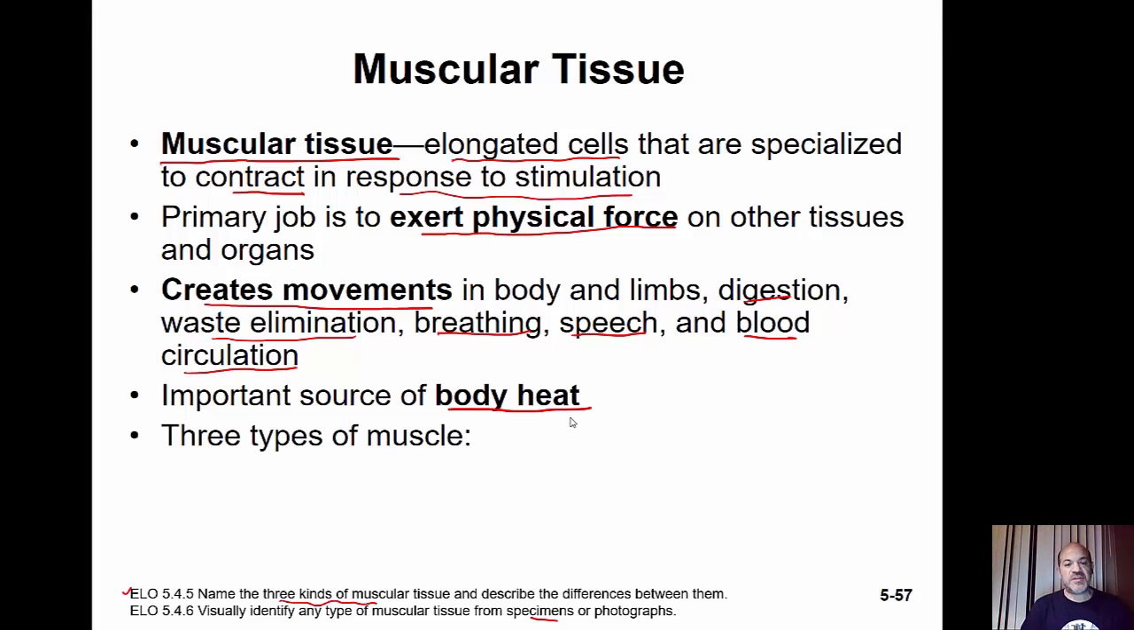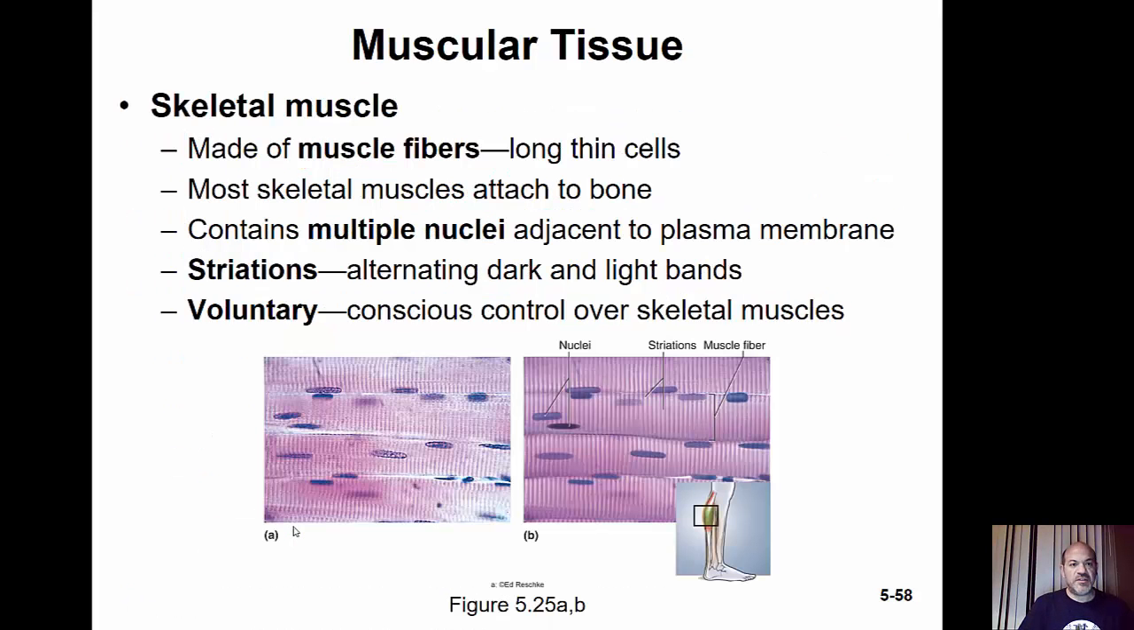There's going to be 3 muscle cell types. We're going to see skeletal, which we're able to control, and then we have these 2 here, which are involuntary. We don't think about them, they contract on their own. This is cardiac and smooth muscle. So let's take a look at skeletal muscle first.